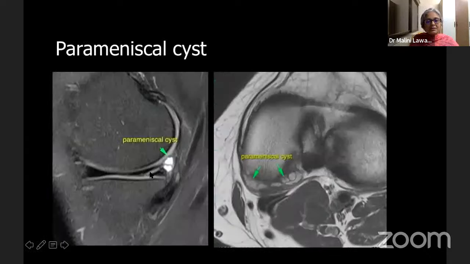Again, here you can see a horizontal cleavage tear and you have this parameniscal cyst. These cysts can be very large at times and could be the cause of symptoms due to pressure effect. So whenever you see a cystic lesion just adjoining the meniscus, you can look carefully at it and trace it to the tear.